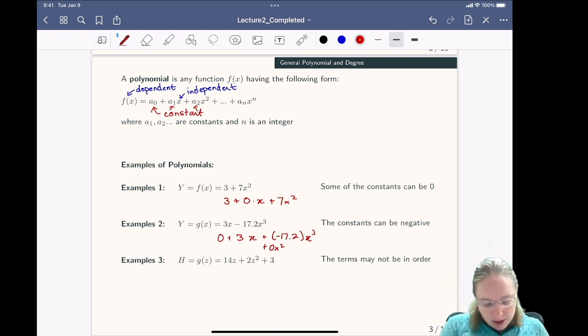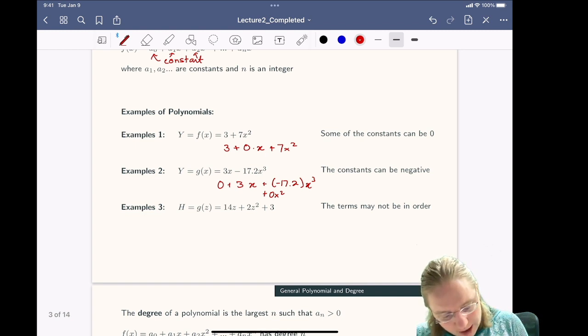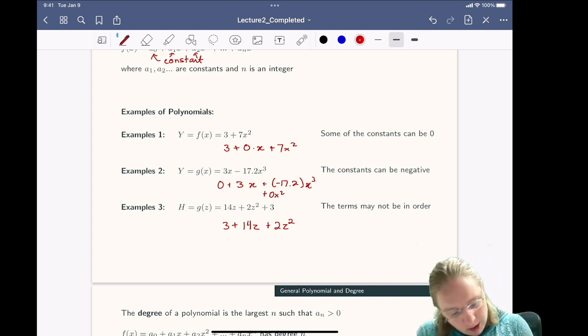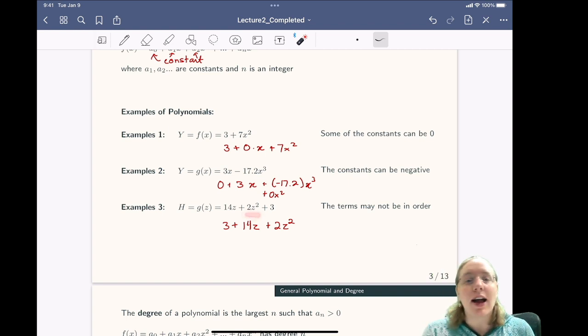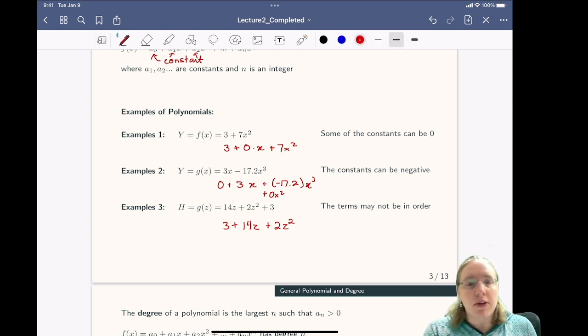All right. Finally, the terms don't necessarily have to be written in order, so keep track of the order that they're in. So if we were to rewrite this in order, we would have 3 plus 14z plus 2z squared. So note that you should always look for the term that has the highest order or the highest exponent on the independent variable in order to figure out what kind of polynomial it is.